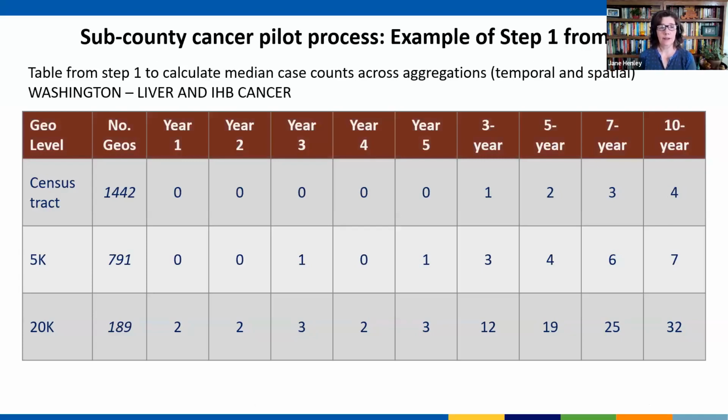And here we have Washington State and liver and intrahepatic bile duct cancer. And you can see that there are a lot of zeros and very small numbers in this graph. And even though liver is a fairly common cancer, it's still relatively rare for these aggregations. And so we have to aggregate up to a 20K aggregation at a 10-year level. And there's always a trade-off between aggregating across space and time. Sometimes if cancers change rapidly over time, it makes more sense to look at finer resolution spatial data. Whereas if it doesn't change very much over time, it's okay to aggregate across time. Next slide, please.